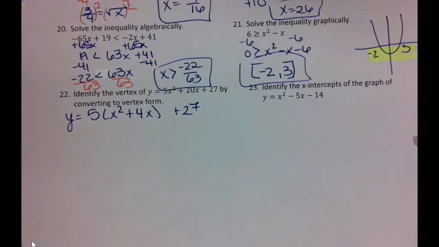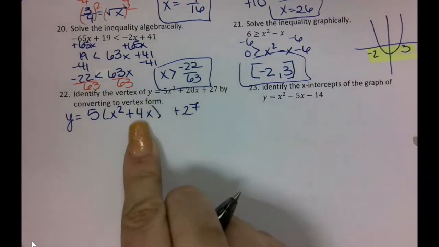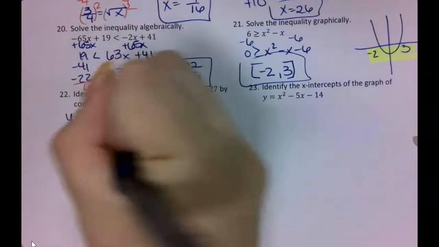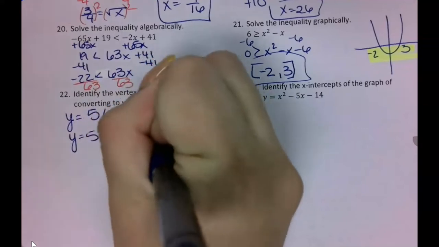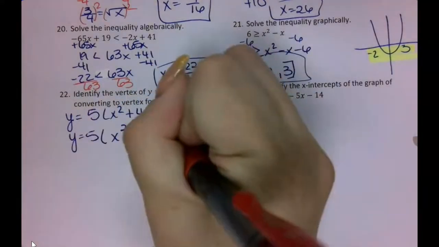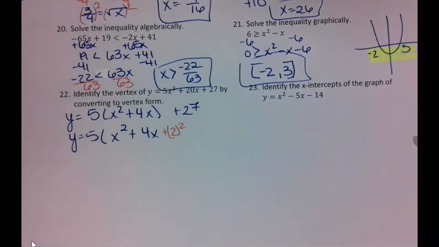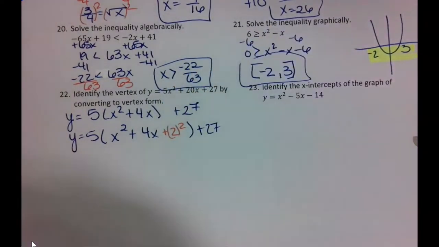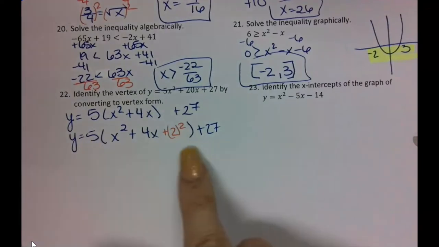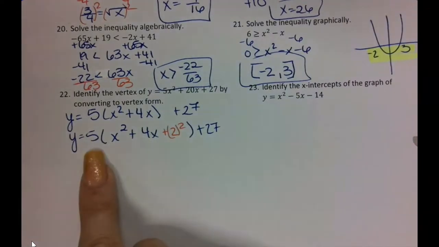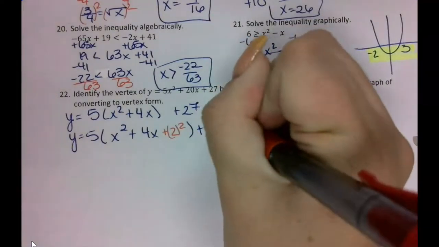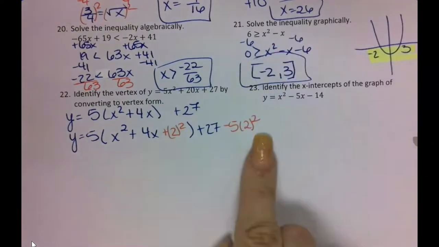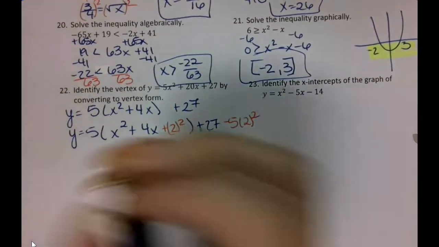So then I want to take half of this value inside the parentheses for the b value, and that is going to give me 2. So I'm going to go ahead and add 2 squared inside the parentheses. And then I still have that 27 on the outside. Then, because I am working on one side of the equation, I need to cancel out that 2 squared I just added, but it's already being multiplied by this 5. So the opposite of positive 5 is -5, and then I also want to multiply by the 2 squared that was on the inside. Then I just want to simplify from here.